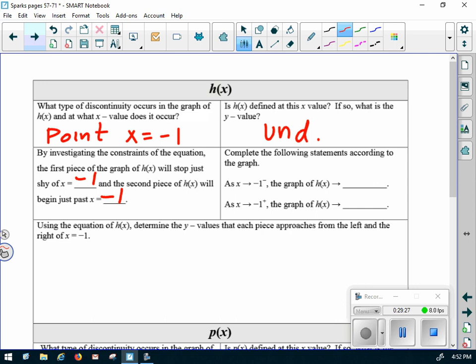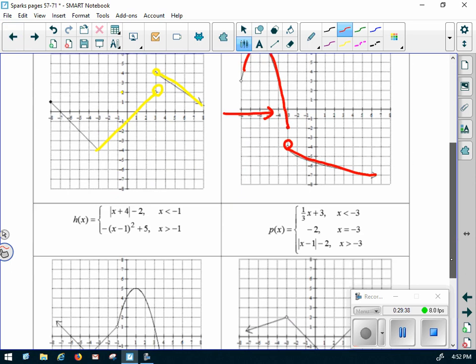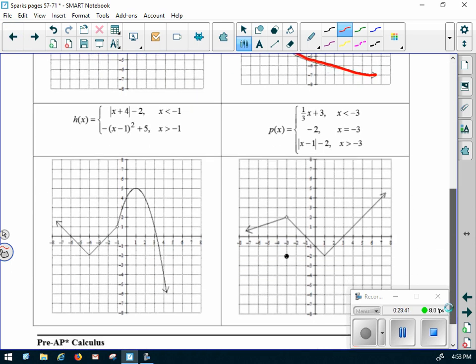All right, now we're going to look at this part here. As x approaches negative 1 from the left and from the right, we're going to look at the graph. As x approaches negative 1 from the left, those y values are getting closer and closer to that y value right there, which is 1. As x approaches -1 from the right, the y values are approaching 1 as well.